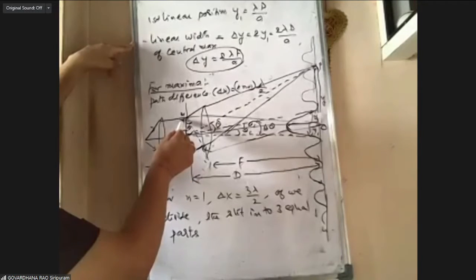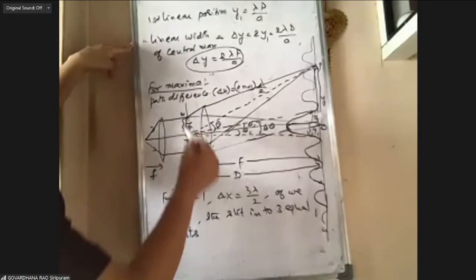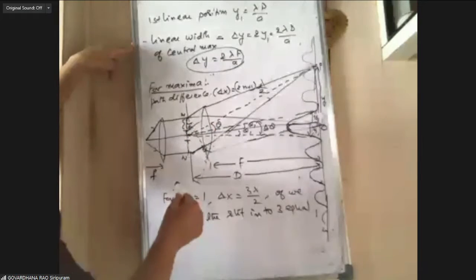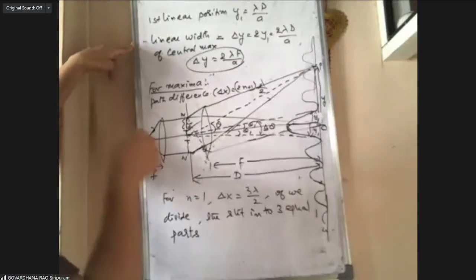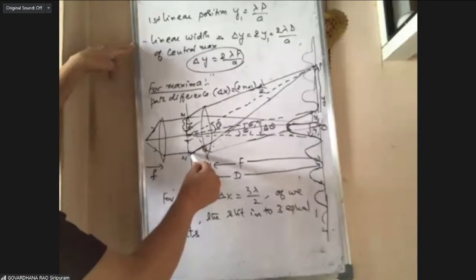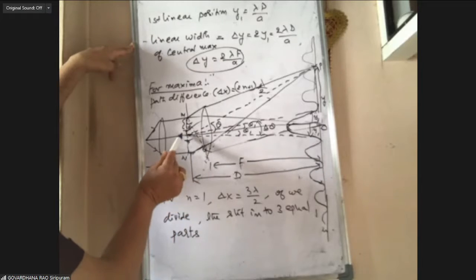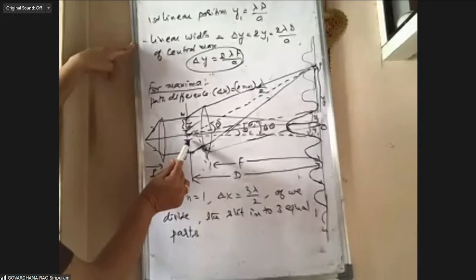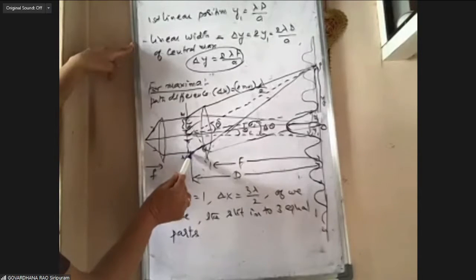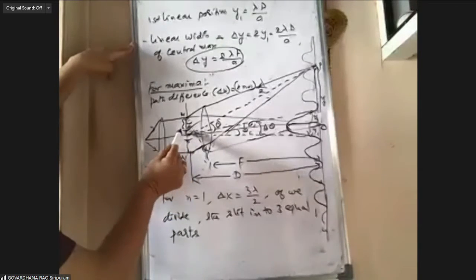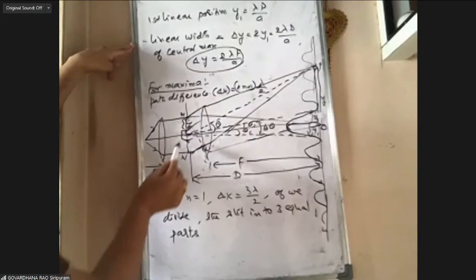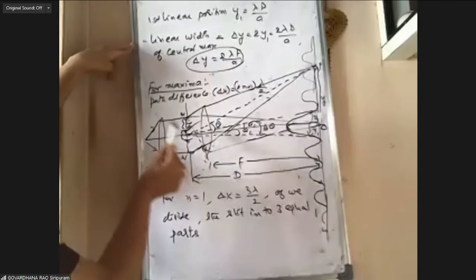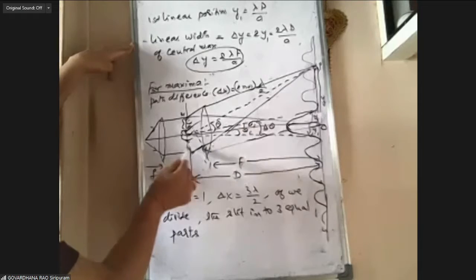Why? This is lambda by 2. From here and here is coming lambda by 2. Now from here and here, already lambda by 2 is coming. This is already used. From here and here is lambda by 2. So this is used, this is used. So this is not used.